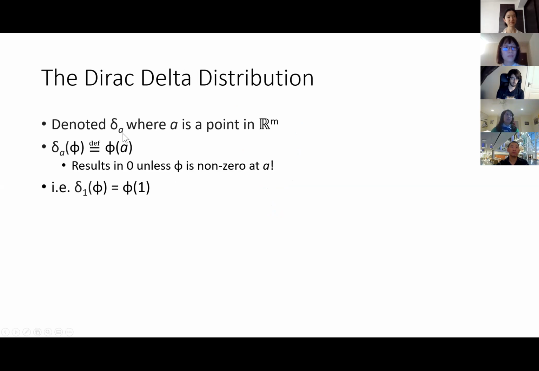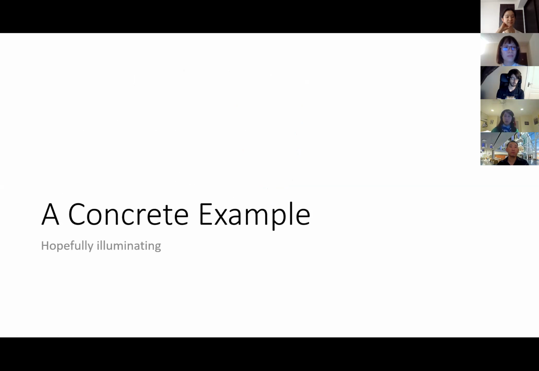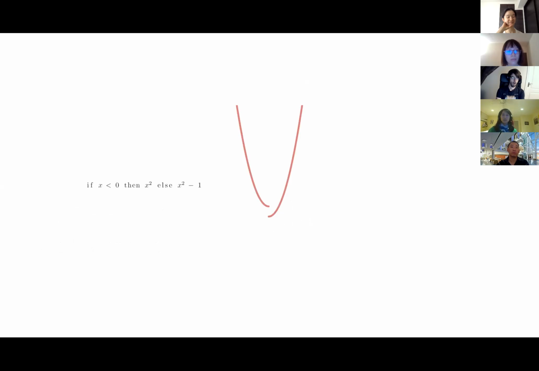It's relatively self-explanatory. The definitions are up here, so we'll move on from that pretty quickly. So now let's go through a concrete example of differentiating a distribution, which will hopefully be illuminating. So we'll take this function as we had before using the conditional, and we'll model it using the characteristic function, which is the construct that we have in our language.